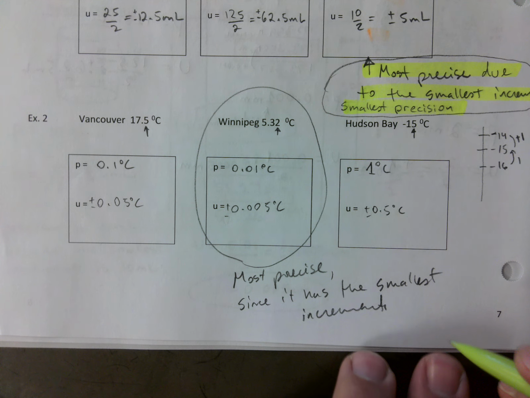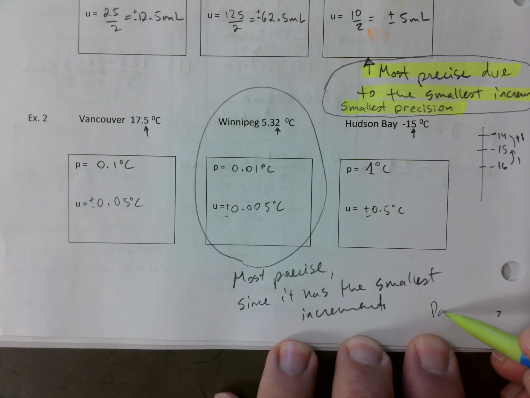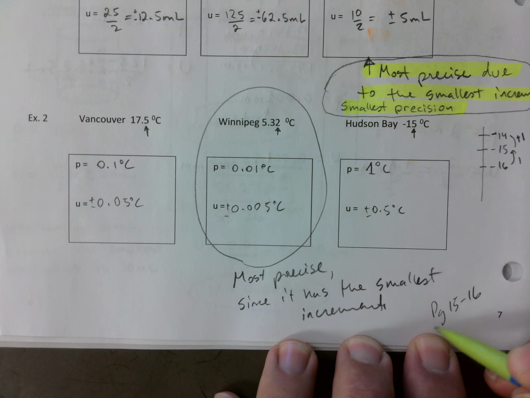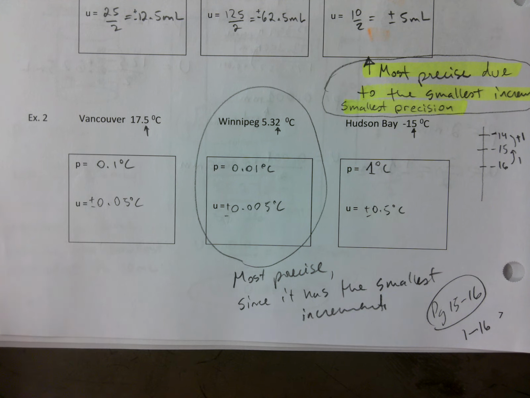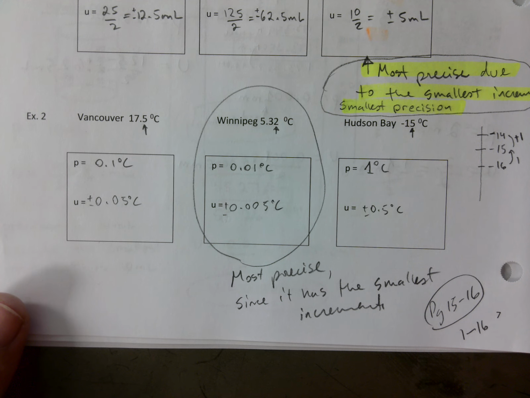So specifically about this one, pages 15 to 16. However, I post everything from 1 to 16, I believe. So if you were stuck on those questions yesterday, P and U, just finding P and U based on a bunch of pictures, to be honest, precision and uncertainty, you go do that, okay? Just use today to get you up to speed.